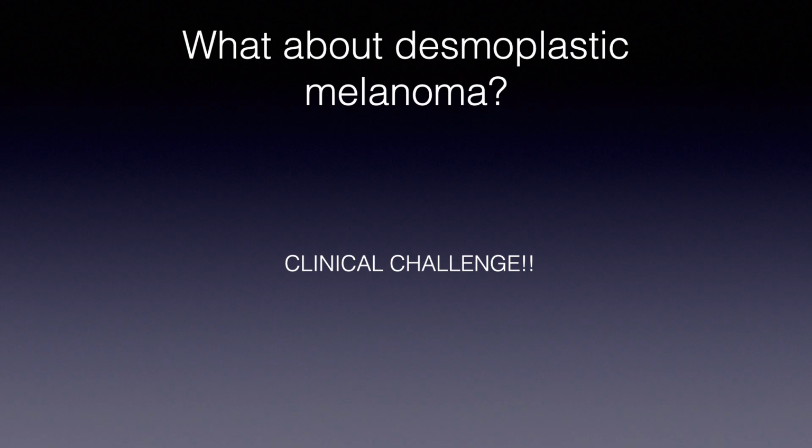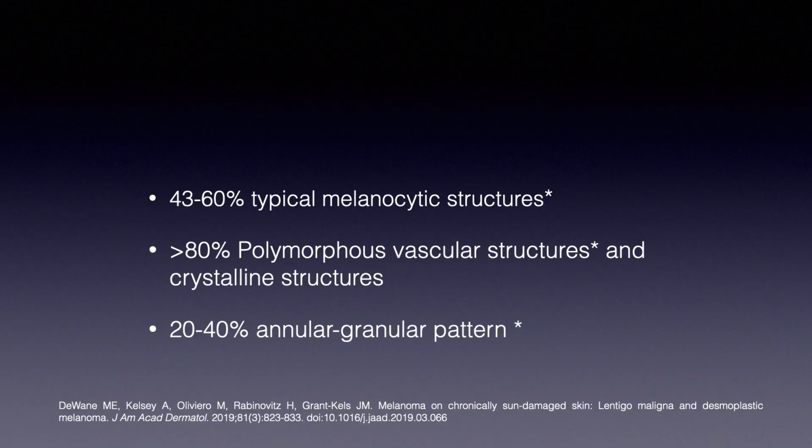And finally, let's finish by discussing a little bit about desmoplastic melanoma. Desmoplastic melanoma is a true clinical challenge, mostly because half of these lesions actually do not show the typical melanocytic structures that we are used to. So usually what helps us in this case is that the vascular structures, which are usually polymorphic, and the crystalline structures might indicate this diagnosis. Also, the annular granular pattern or the scar aspect might be helpful.